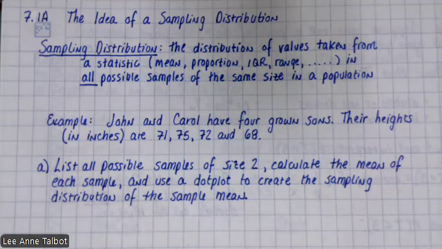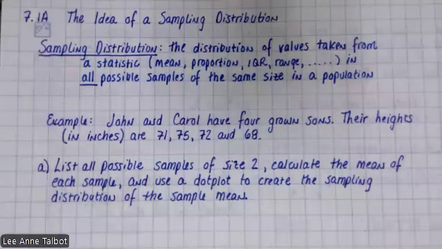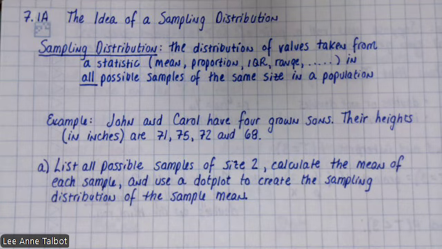Okay. I want you to picture a dot plot for that, or a histogram, something like that. We're gonna make one with our M&M data today that you have on your table. And we're also gonna play with two hypothetical ones before that, because I want to show you what it would be like if you had the whole population. So, for example, John and Carol have 4 grown sons. Their heights in inches are 71, 75, 72, and 68. Okay, this is the whole population of John and Carol's sons. Does that make sense?